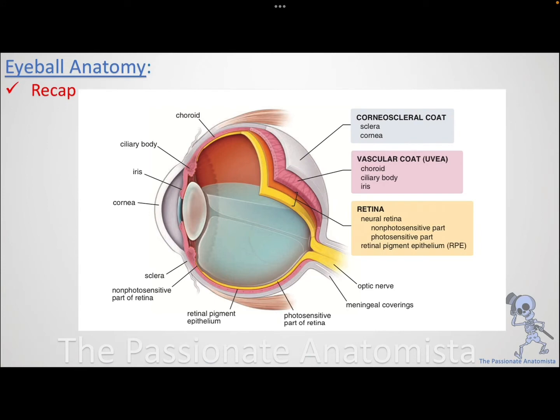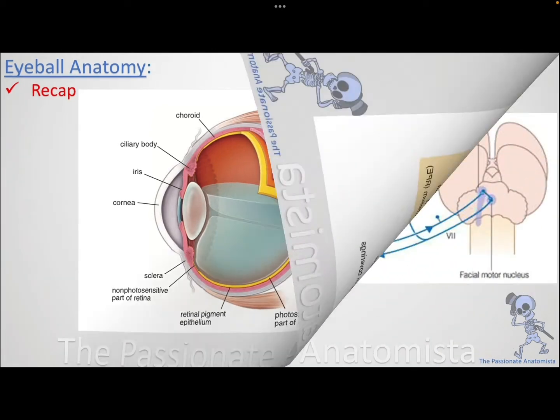Now, this is a recap to show you the three layers of the eyeball. We already talked about them. The sclera, and followed by the sclera, the vascular coat, and then your retina. The retina has a neural one, non-photosensitive and photosensitive part. And outside you have your pigmented layer, because you want to absorb the light.